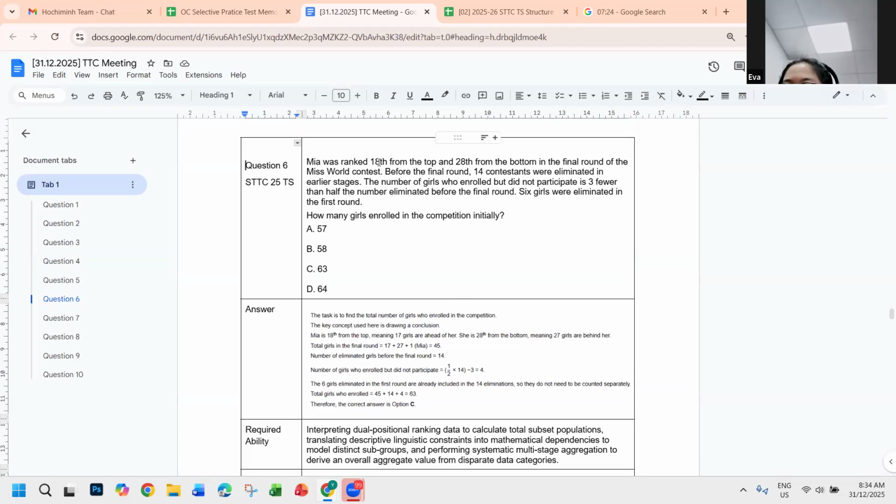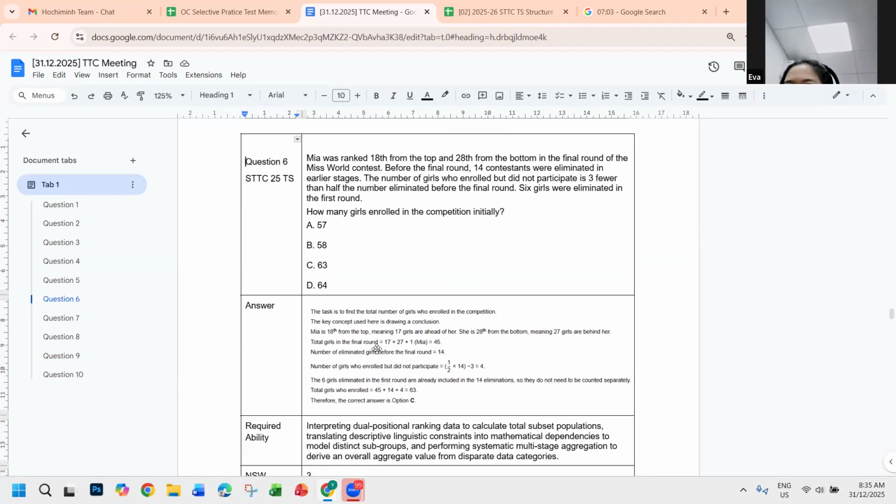Because Mia ranked 18 from the top, there must be 17 people above Mia, and Mia is 28 from the bottom, so there must be 27 people after Mia. We have the total number of girls in the final round: the number of girls before Mia is 17, plus the number of girls after Mia is 27, plus Mia 1. We have 45. And the number of eliminated girls was given here as 14.